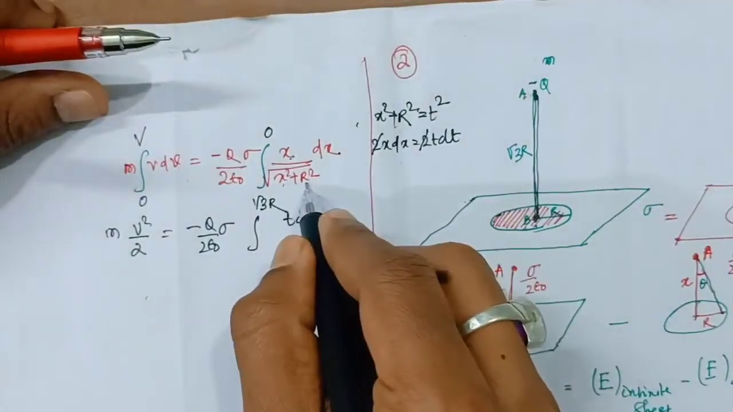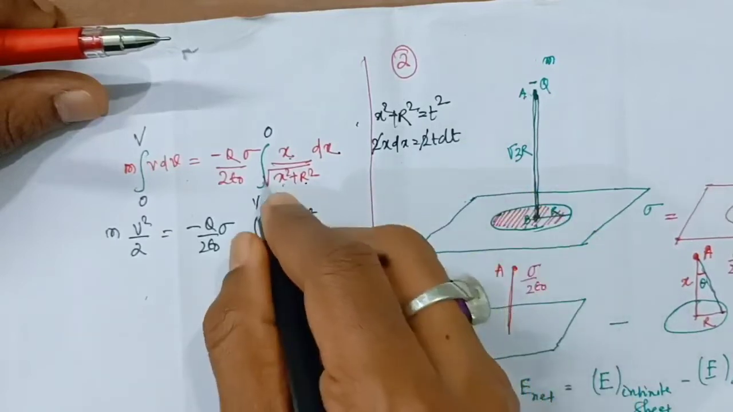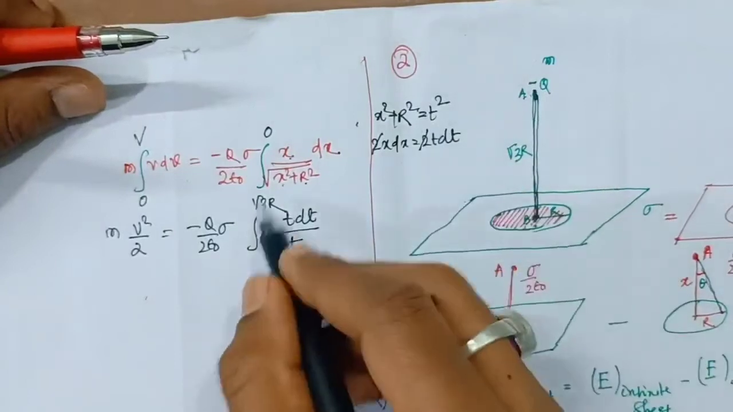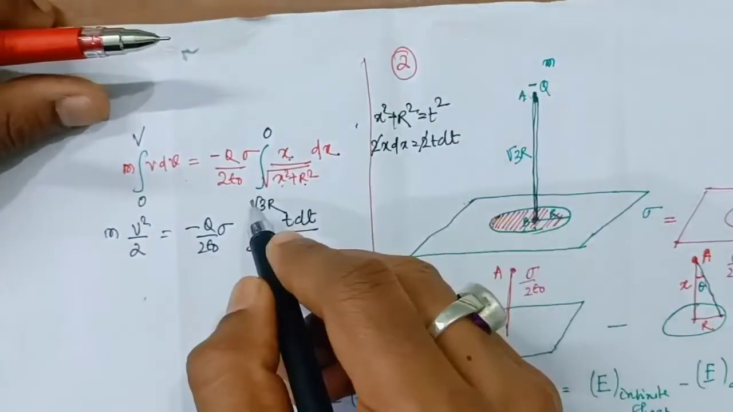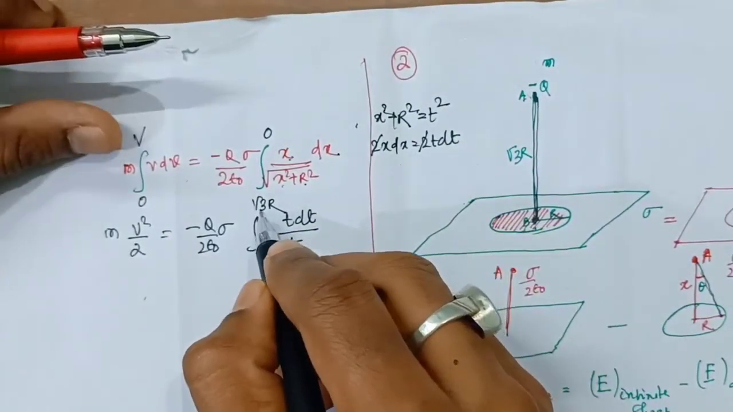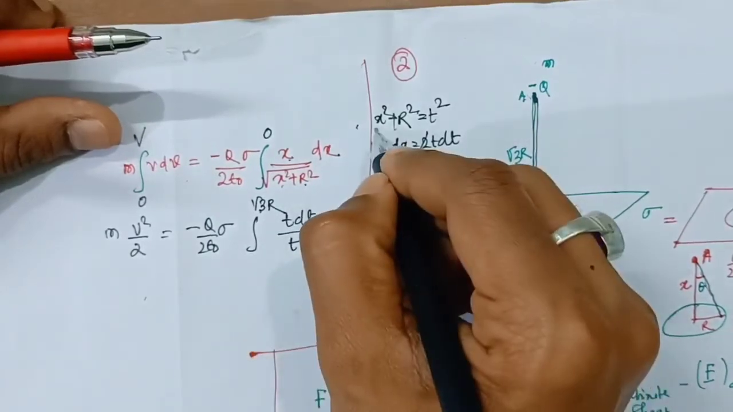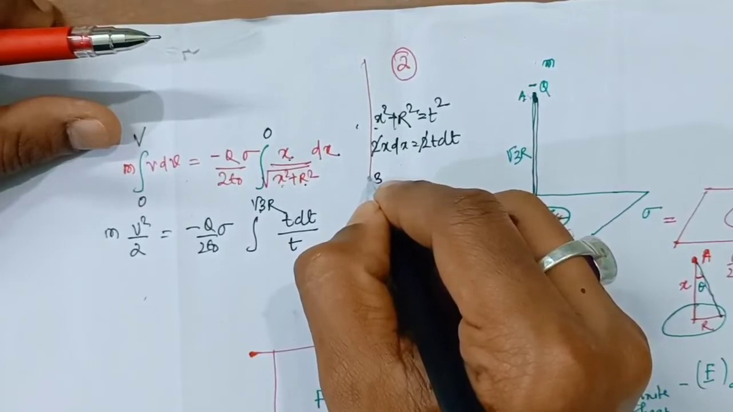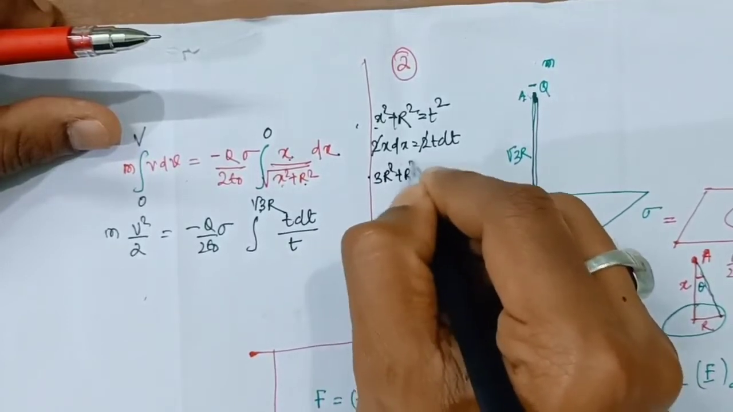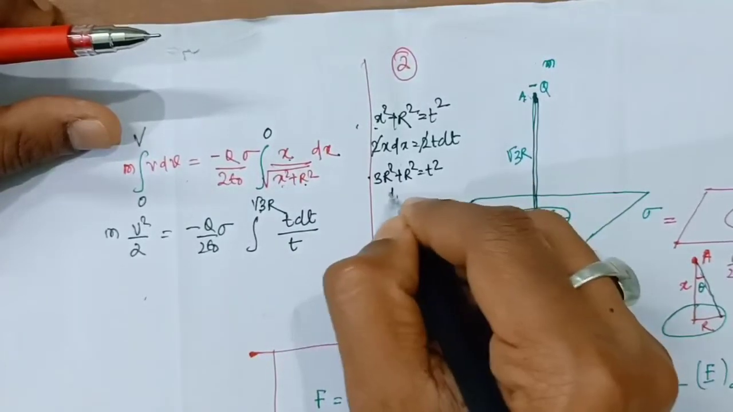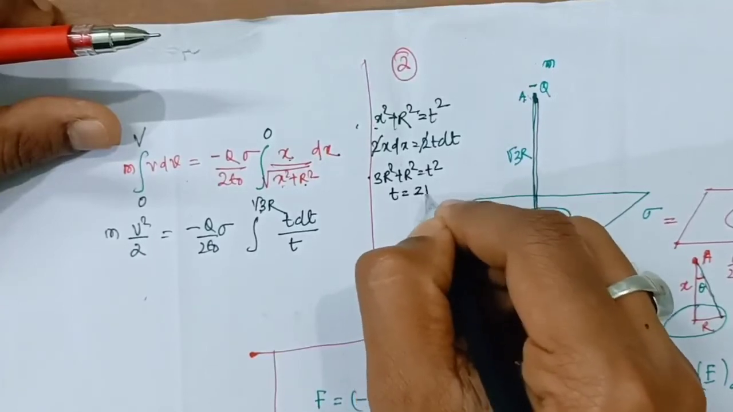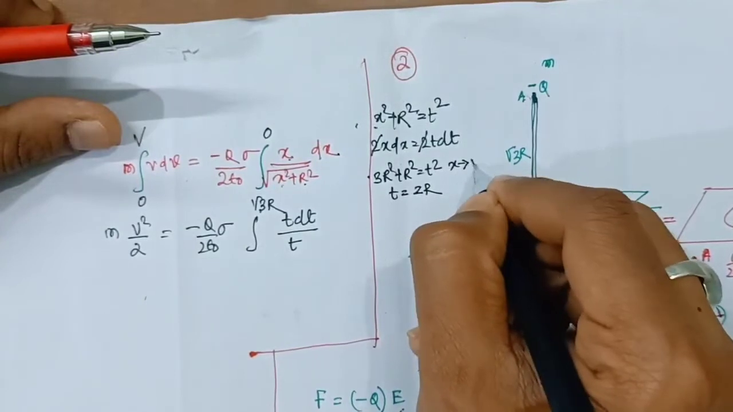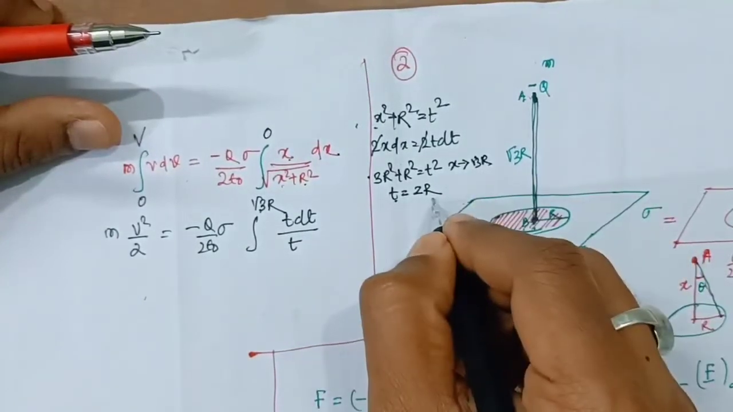And x square plus r square, I will say t square. So t square root over, this is nothing but t. And I must think about this limit part. When x equals root 3 r, I will substitute: this is 3r square plus r square equals t square. So t equals what? 2r. When x tends to root 3 r, t equals 2r.